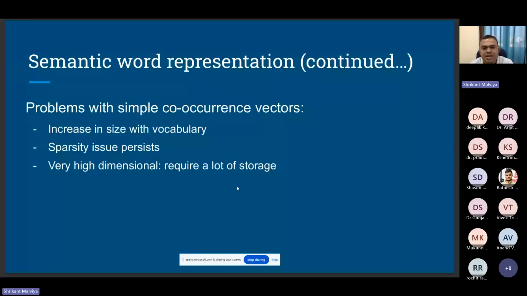Semantic representation. Now, this co-occurrence matrix based word representation also has some issues. First of all, if the vocabulary size is very large, this matrix is going to be very sparse and most of the values would be 0. So although it has some useful information, that sparsity issue is still there. For a very high dimensional space, it requires a lot of storage space to save the co-occurrence matrix and use it for generating the word vectors.